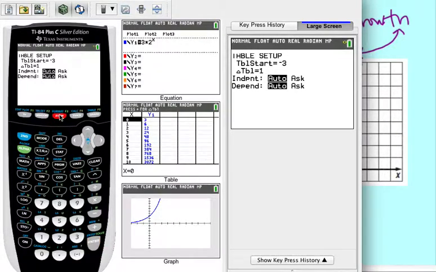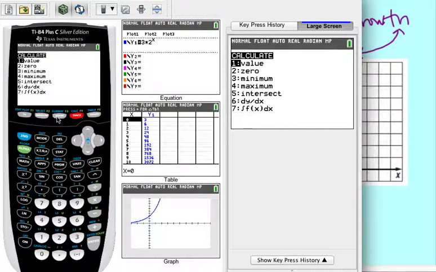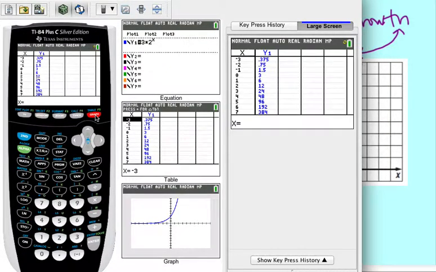Okay, so if I go ahead and hit graph, you can see what it will look like. And if I go to my table, I can get my values. Second table, which is above graph. Okay. So here are my y values. So I'm just going to go ahead and copy them down and put them into my table on my notes.